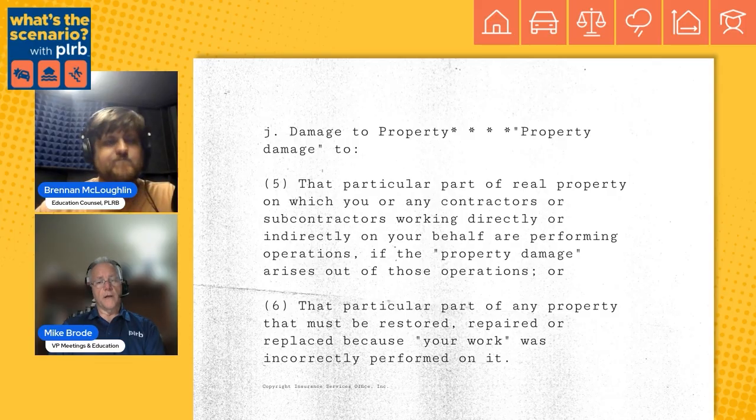Can I throw out one observation before you continue? Look at 5. What kind of property? Real property. Does it say that in 6? It does not. It says any property. So listeners out there, if you're a CGL handler, keep that in mind. One says real property, the other says any property. Thank you. My job here is done. Absolutely.